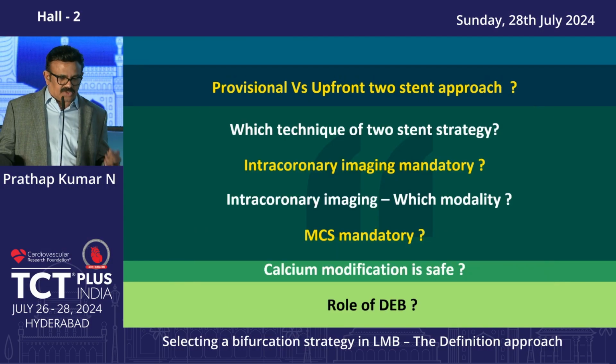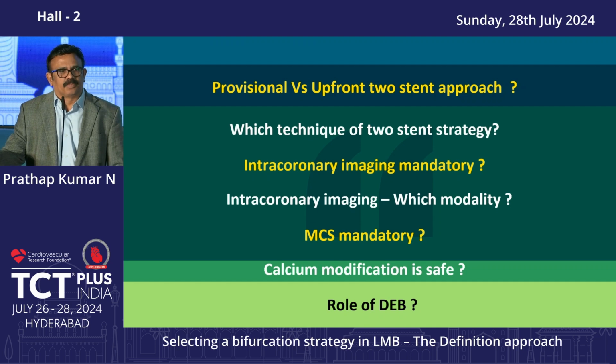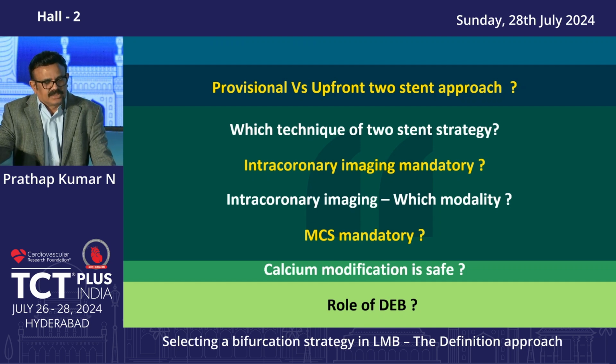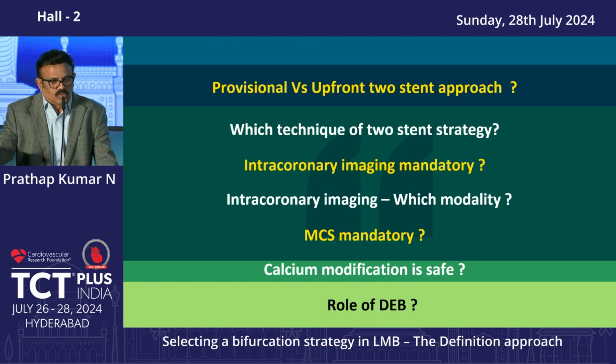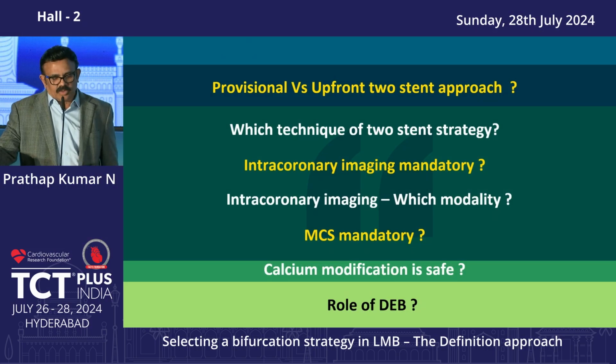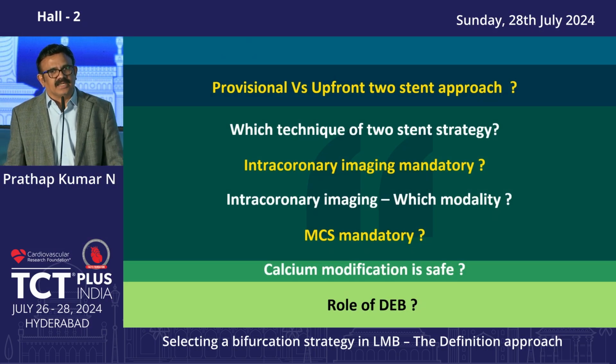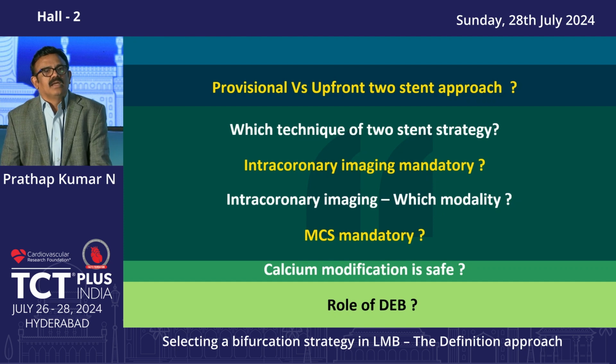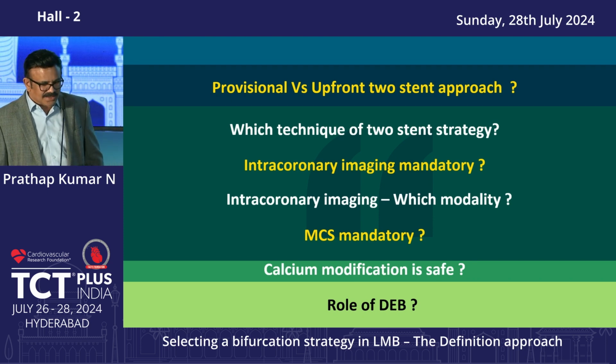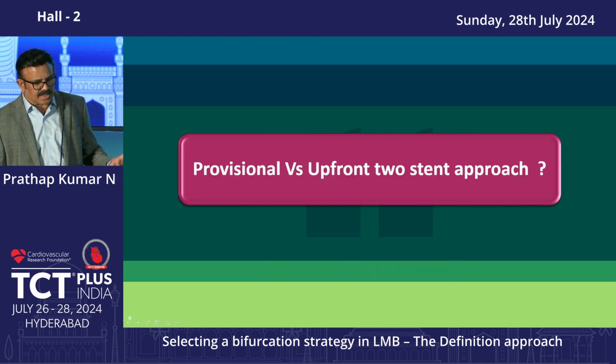So in this case, the first discussion is whether it is to be a provisional or an upfront two-stent strategy. If it is a two-stent strategy, what strategy? Is intracoronary imaging mandatory or not? If imaging is done, which modality is better? Is mechanical circulatory support mandatory in these cases or not? Calcium modification, is it safe? And the role of drug-eluting balloon, as in Raghu's talk. So these are the questions I have to answer.